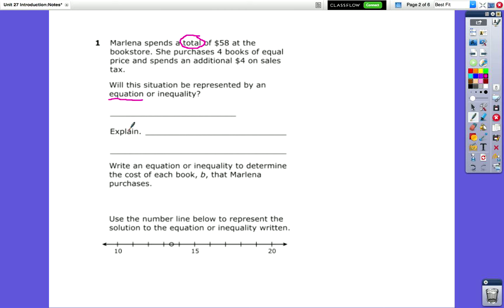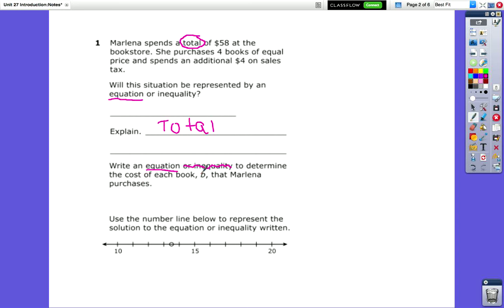And then it says to explain. The reason that we're going to use an equation is because of the word. So basically, we're going to be looking for keywords. The reason is because the word total is listed. Now it is saying to write an equation, not an inequality, because we've already determined that we're going to be writing an equation, to determine the cost of each book, B is standing for book, that Marlene purchases.